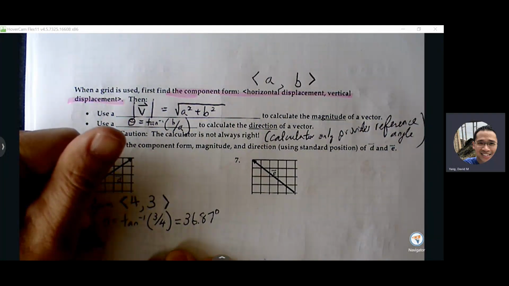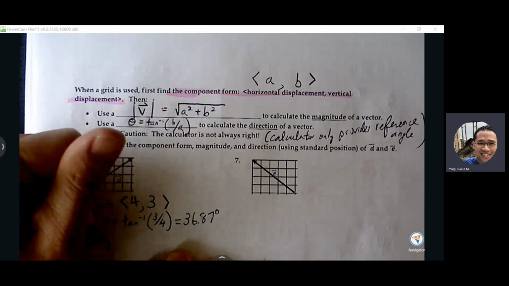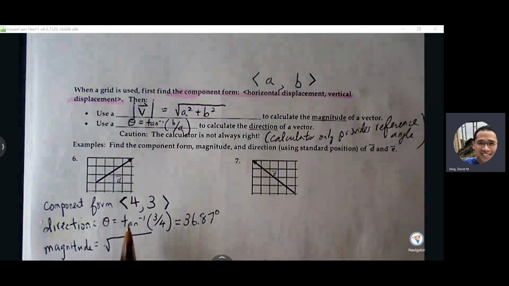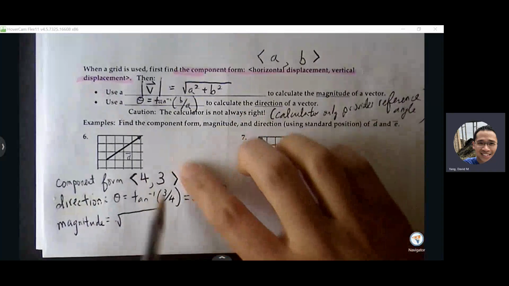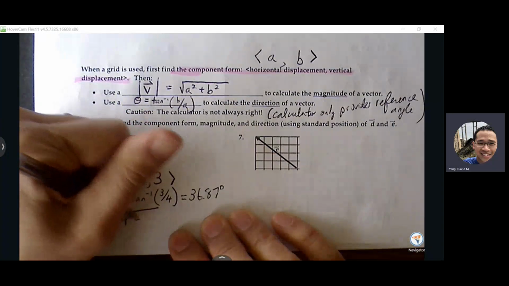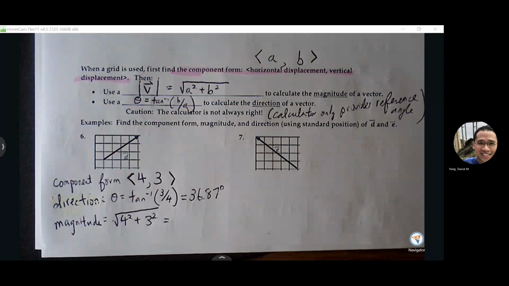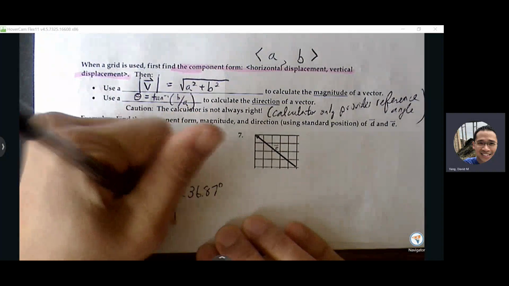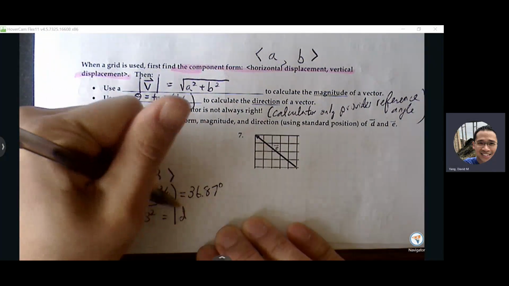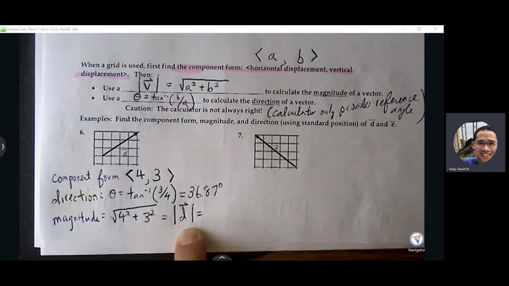We know that c squared, or this hypotenuse, is the square root of a squared plus b squared. And you can just pick off from component form, because once you have your component form, your direction and magnitude will just be using those numbers. Square root of a squared plus b squared. So I can say the magnitude of vector d is equal to, and I'm going to use that notation for magnitude, what? 5.